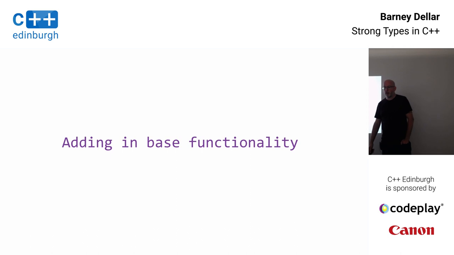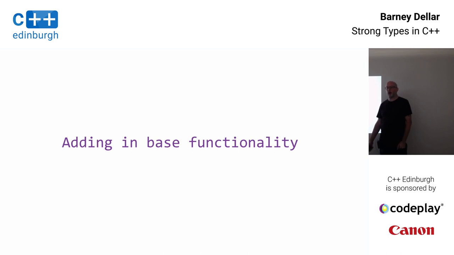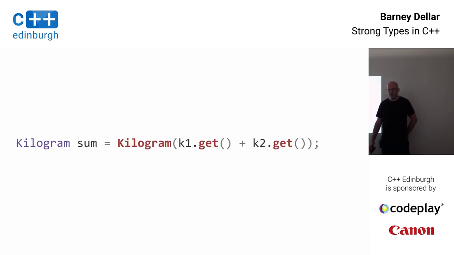So I'm just going to put the ratios to one side for a moment and look at another thing that we want to do with these types. The strong types that we've created so far are all well and good, but they completely hide the underlying value away. You know, the double is just hidden completely. Is that a problem? So imagine we wanted to add 2 kilograms together. We would need to get the underlying doubles, add them, and then create a new kilogram from the result.